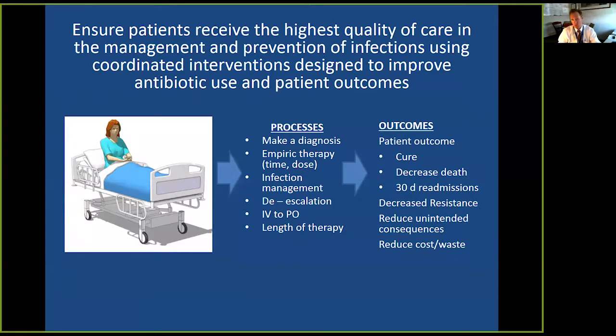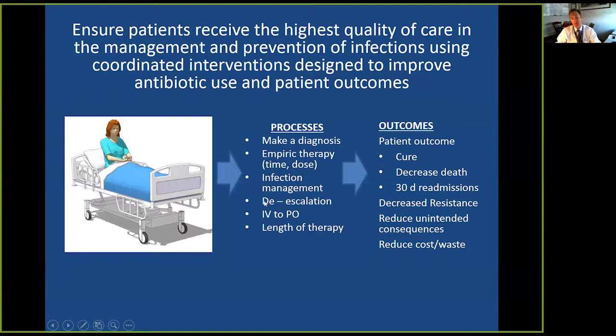Our role as stewardship personnel and teams is to ensure patients receive the highest quality of care in the management and prevention of infections using coordinated interventions designed to improve antibiotic use and patient outcomes. Okay, so you've got a patient that shows up in your hospital, and then there's all these processes that go into treating that patient. So first you have to make a diagnosis. Then you have to give the best empiric therapy based on your diagnosis. Then you have to manage that infection. You have to get an echocardiogram with Staph aureus bacteremia. You have to remove catheters and line infections, all those infection management pieces.